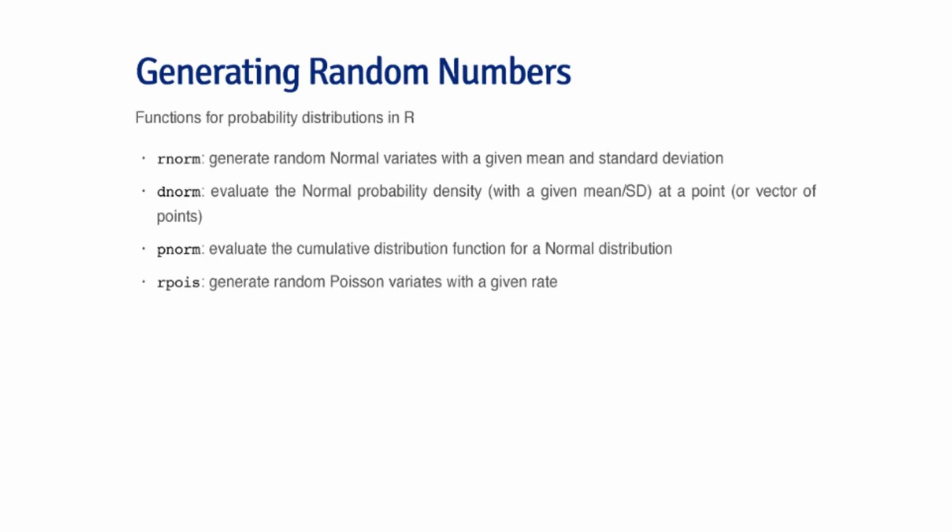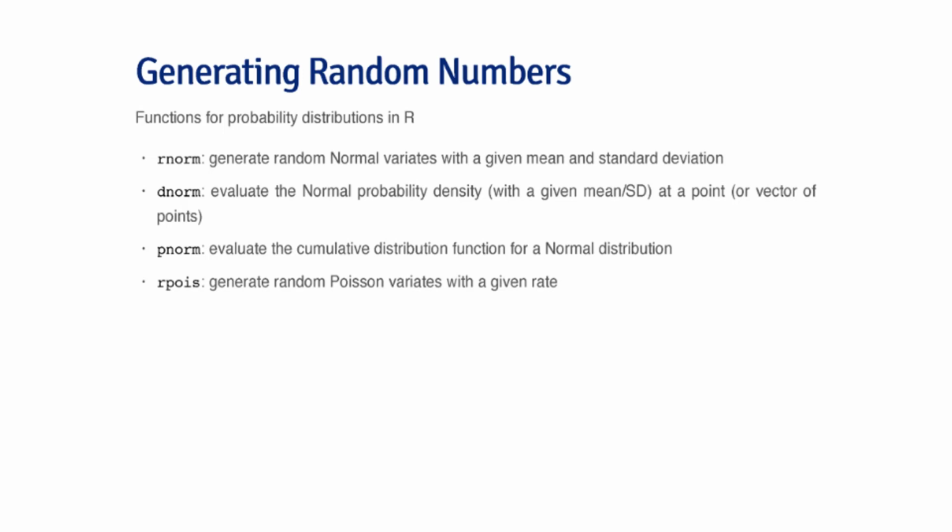And so we can generate variates from the normal distribution by specifying a mean and a standard deviation for that distribution and then calling the rnorm function. So the rnorm function will simulate normal random variables from a distribution that has a given mean and a standard deviation. There are a few corresponding functions in R for the normal distribution that can be used to evaluate the probability density or to evaluate the cumulative distribution function and also for evaluating the quantile function.